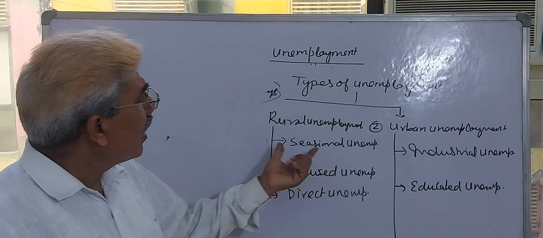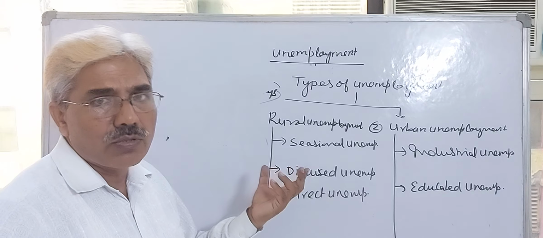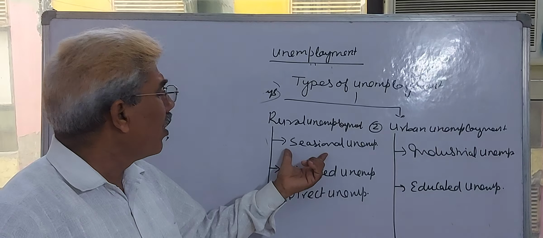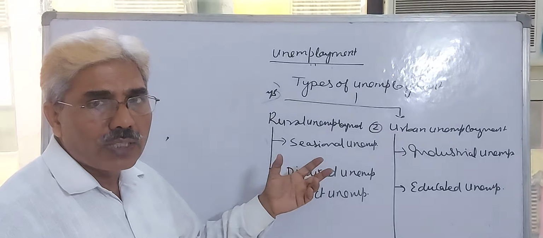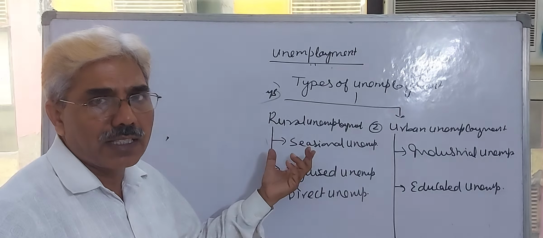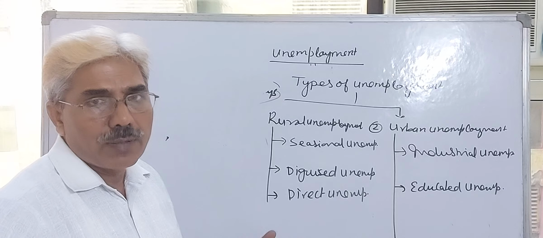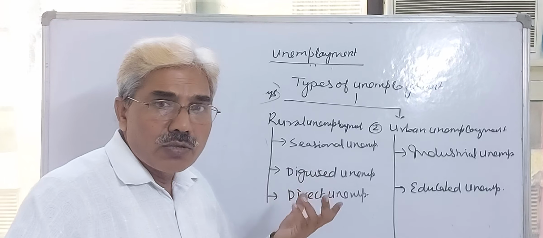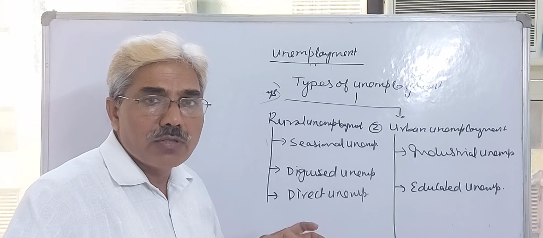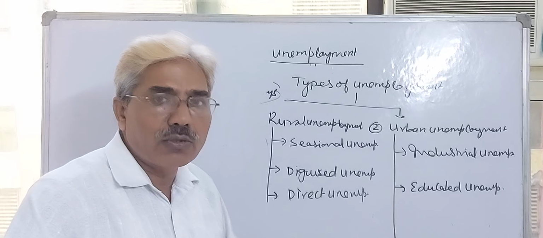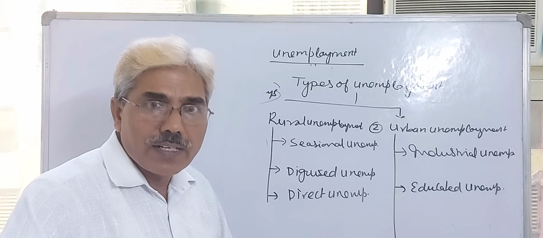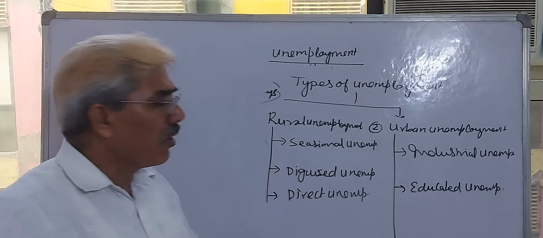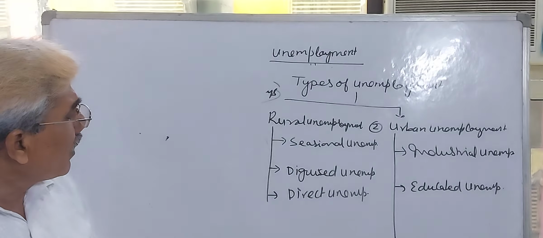Seasonal means our agriculture is based on monsoon. If the monsoon is not normal, people face the problem of unemployment. If you go through the data, only 55% of land is irrigated. The rest of the 45% land depends on rain or monsoon. If they are not getting adequate monsoon in a particular year, as you can see in 2026, the El Nino effect is there, less possibility of monsoon, that can create the problem of seasonal unemployment.